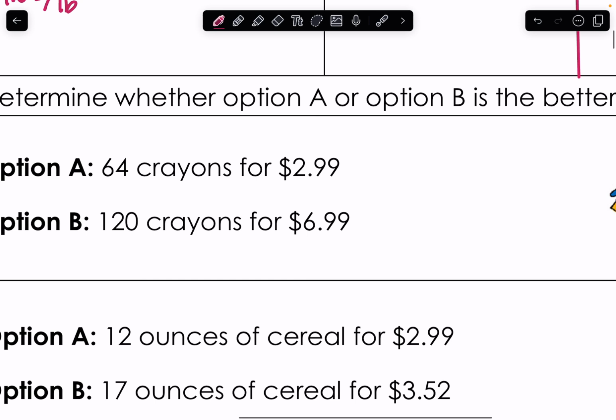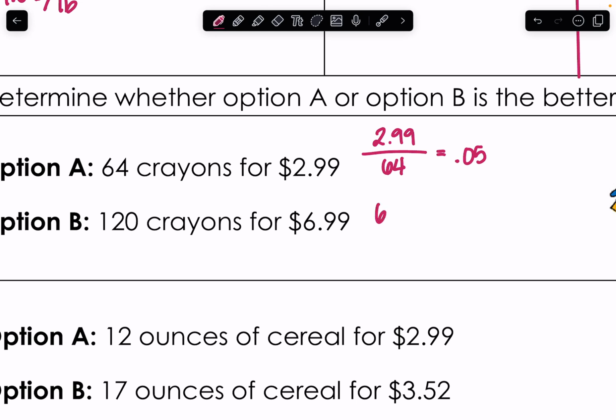So I can take my price of the 64 crayons and divide that by 64, right? So $2.99 divided by 64 will tell me how much I'm getting for that one crayon. So 2.99 divided by 64, I get 0.046. So that 6 is going to bump that 4 up to a 5, right? The 6 is higher. So 0.05 or 5 cents, right, would be the cost of 1 crayon.